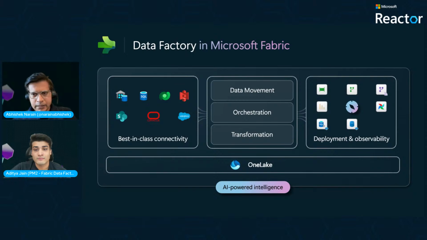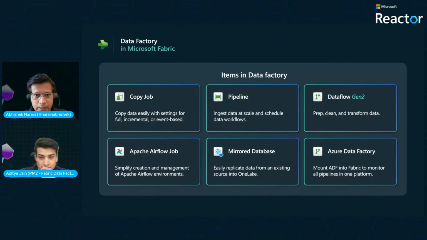And all the basic fundamentals that you would expect in terms of deployment and observability, CI/CD, versioning, all those functionalities are available in Fabric as well. And then the underlying storage is what we refer to as OneLake. Lakehouses and warehouses are all powered via the OneLake storage that you see. And finally, you have the AI-powered intelligence. You have the Copilot experiences that help you improve productivity as well.